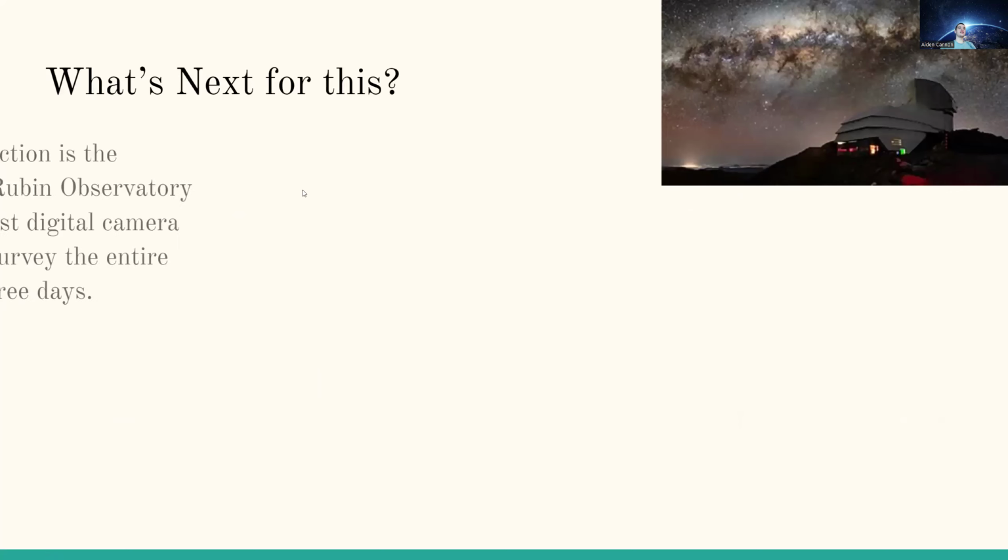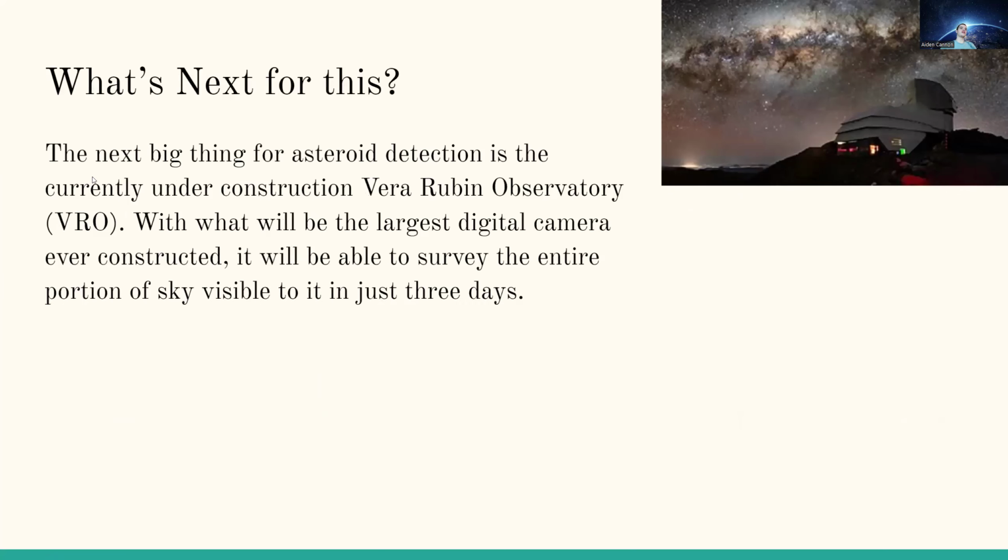Next for this field is the currently under construction Vera Rubin Observatory, with what will be the largest digital camera ever constructed. It should be able to survey the entire portion of sky visible to it in just 3 days. That's just one of the reasons it's going to wind up better than what we did here. One of its advantages is that large field of view. Another is that it's located at the edge of the Atacama Desert, so it's not going to get as much cloud cover or rain, so it's going to be able to take more images. And also it's a professional telescope with a bunch of people for whom this is their full-time job.